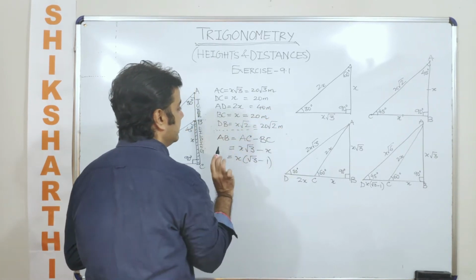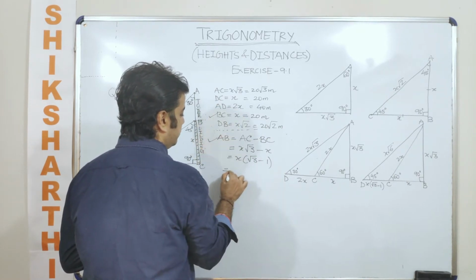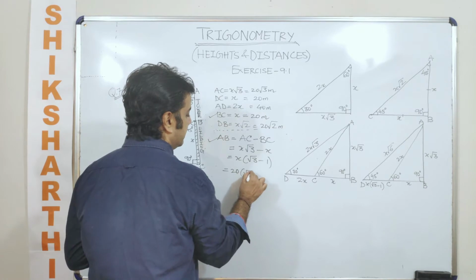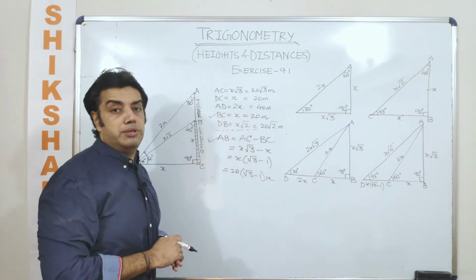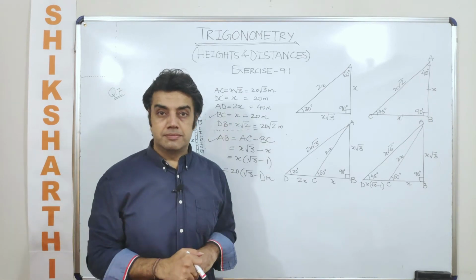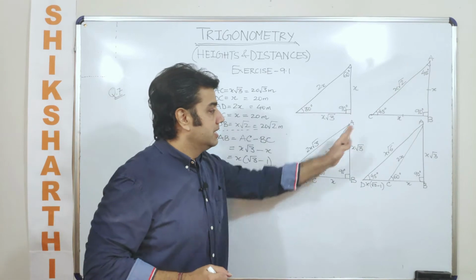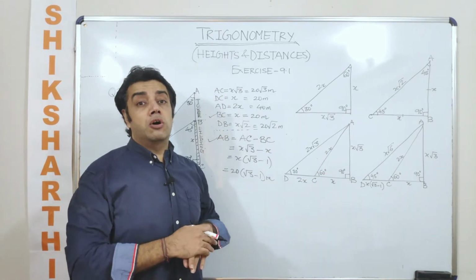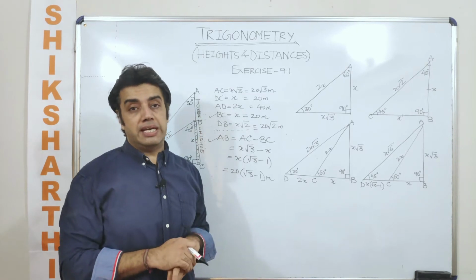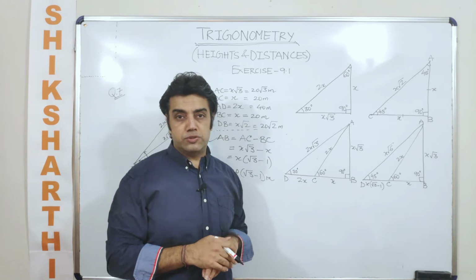But we are not interested in any of these. We are just interested in this and this. So substituting the value of x as 20, can I say that the height of the tower would be 20 times of root 3 minus 1 meters? Hope you have understood. So you will also see now that these triangles are really helpful in solving almost all the questions on heights and distances of this exercise. Let's move on to the next question.